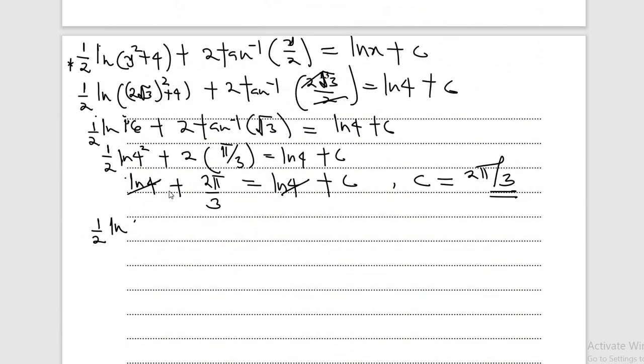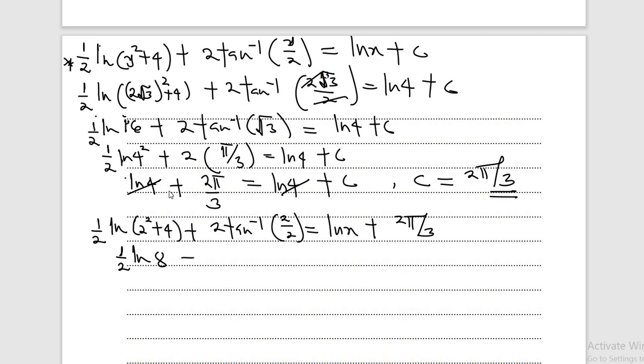Okay. Y is 2. 2 squared plus 4. I'm using this equation that I've got before, plus 2 arctan, y is 2, right? 2 over 2. We are looking for x. And our c is now 2 pi over 3. So we have half ln of 2 squared plus 4, that's 8, plus 2 arctan 1, equal to ln x plus 2 pi over 3.